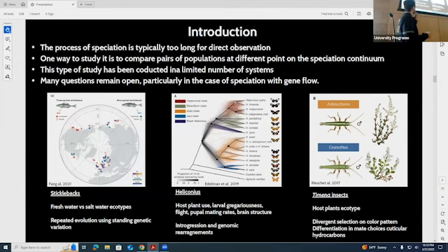And then another example in insects is the Timema insects. Those differ in their host plant; they have host plant ecotypes. In this system, you have divergent selection on the color pattern, and you also have some type of behavior in mate choice using the cuticular hydrocarbons of those insects. So those are systems where we've been able to do that type of study.